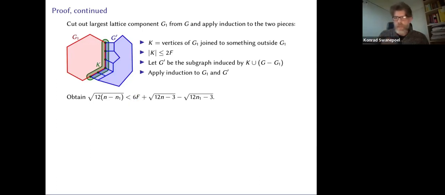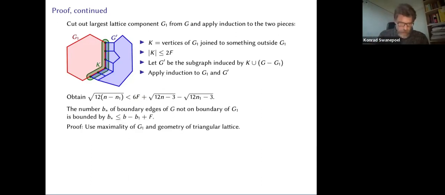So with the isoperimetric inequality, I found an upper bound. This is now a lower bound. And the next thing is to look at the boundary edges of G which are not on the boundary of G1. So this turns out to be bounded by this expression. Well, this is basically because, what's another way of putting it? The boundary of G1 is either on the boundary of G, so there are B boundary edges of G. B star is the ones not on there. So either you get this, or it's not on the boundary of G.